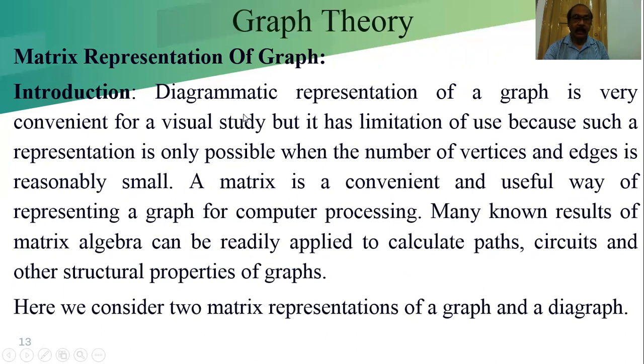When we want to process a graph and its properties with the help of a computer, the matrix representation of the graph is very important. Many known results of matrix algebra can be readily applied to calculate the paths, circuits, and other structural properties of the graph. Here we consider two matrix representations of a graph. Graph means undirected graph, and we also find the representation for the digraph.